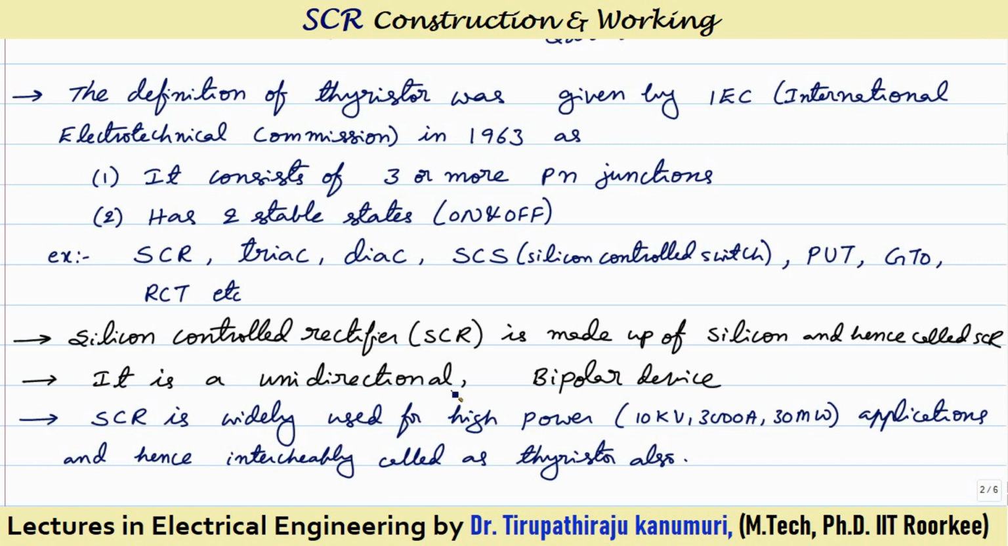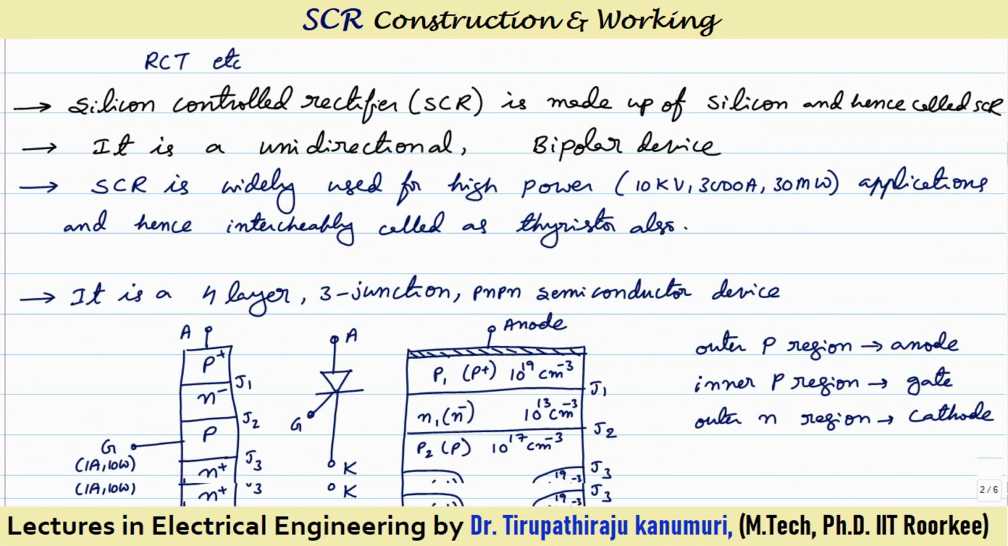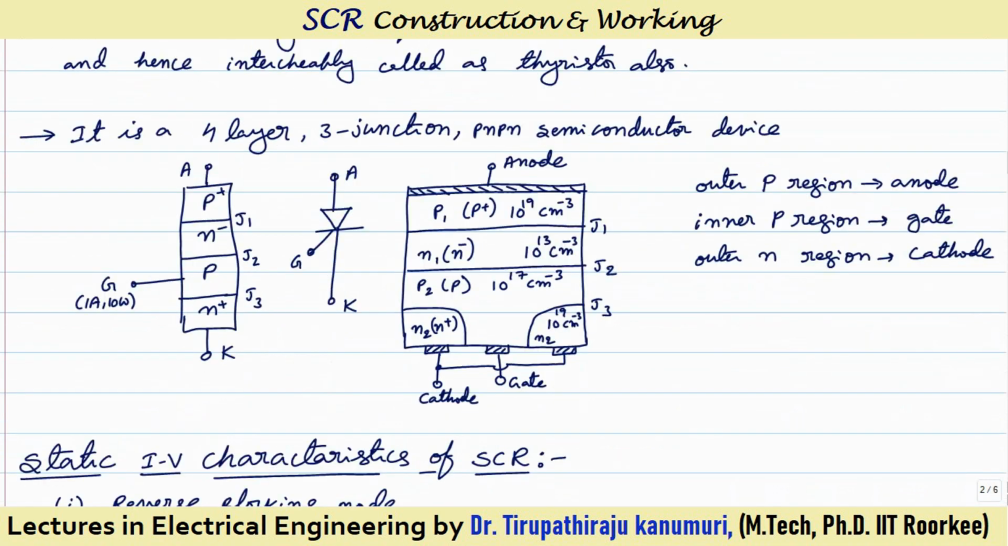Coming to the SCR, we have discussed before that it is a unidirectional device. That means it will allow the current in only one direction, from the anode to the cathode, similar to the diode, and it is a bipolar device. That means it can block both positive voltage and negative voltage, but conducts only forward current. That's why it is called a bipolar device. These were already discussed in previous lectures, so I am not going into detail.